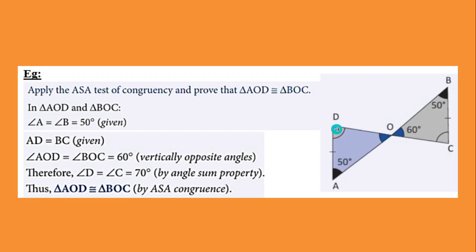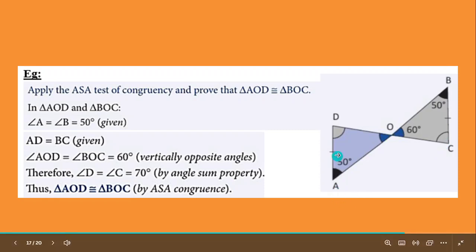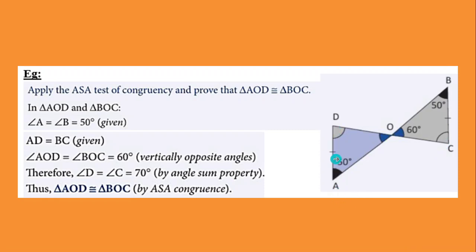So for that what we will do? We'll take the third angle. Now obviously when two angles are equal, the third angle will be equal, yes or no? So by angle sum property you can find the third angle will be 70 degrees in both. It means angle D will be equal to angle C. So now here we can say that two angles and their included sides are equal. So triangle AOD is congruent to triangle BOC by ASA congruence. Right?